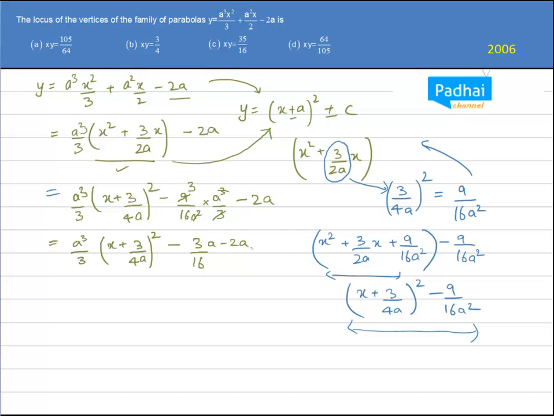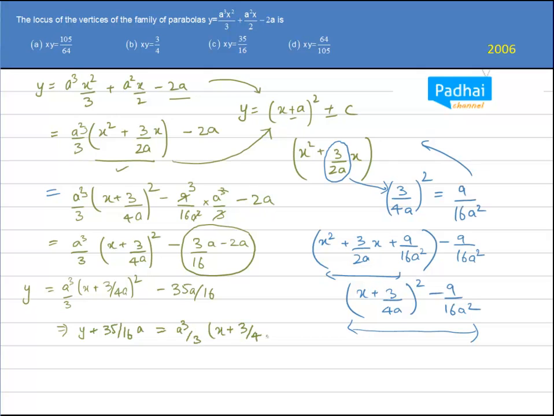If I go ahead and solve this complete thing, this will be what? If I take the LCM, this will be minus 35a by 16, and that implies y is equal to a cube by 3 times x plus 3 by 4a square. And if I take this on this side, sorry, I need to add it. So this will become y plus 35a by 16 is equal to a cube by 3 times x plus 3 by 4a square.